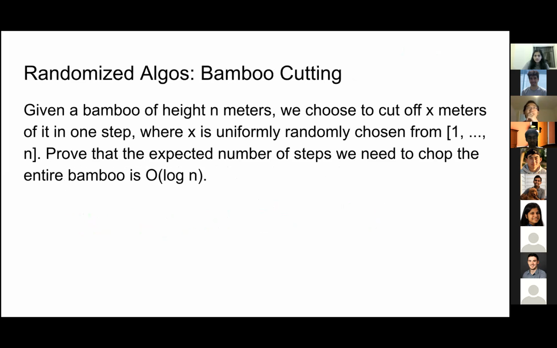Okay, so the next problem is bamboo cutting. We have a bamboo stick of height n meters, and we choose to cut off x meters of it in one step. And x is some uniformly randomly chosen integer from 1 to n. We want to prove that the expected number of steps we need to chop the entire bamboo is O of log n.